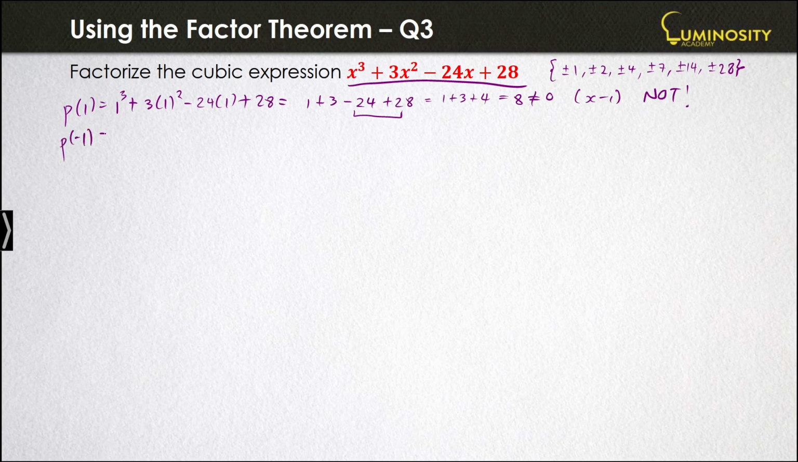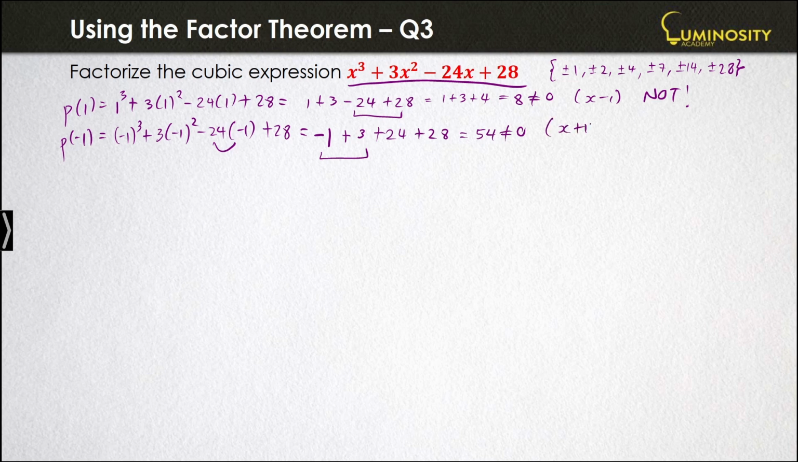What about negative 1? I have negative 1 cubed plus 3 times negative 1 squared minus 24 times negative 1 plus 28. Negative 1 cubed is negative 1. Negative 1 squared is positive 1, times 3. Negative 24 times negative 1 is positive 24, and then plus 28. Negative 1 plus 3 is positive 2, that's 30, that's 54. Again, that's not 0, so x plus 1 is not a factor either. Okay, we move on to the next one.